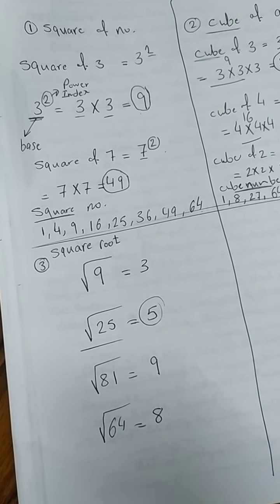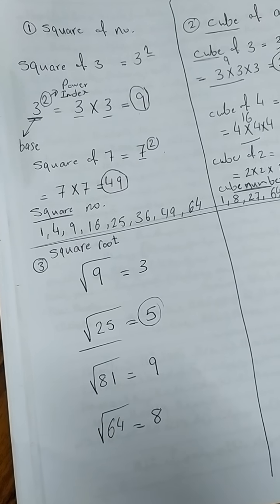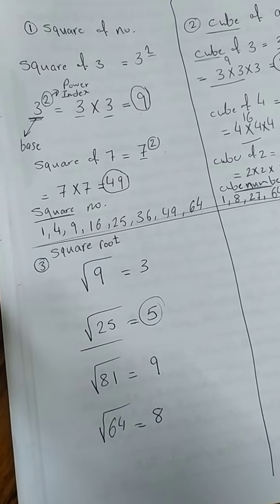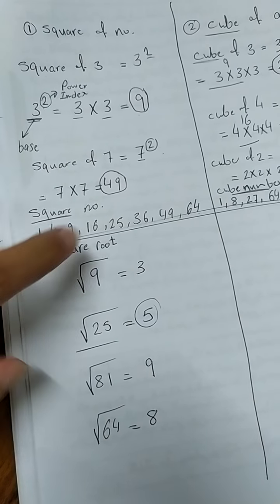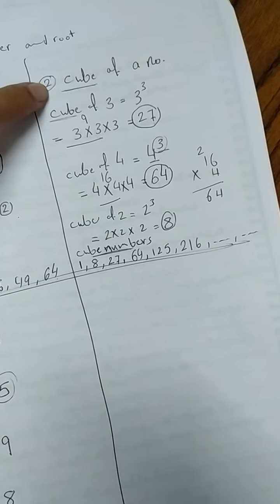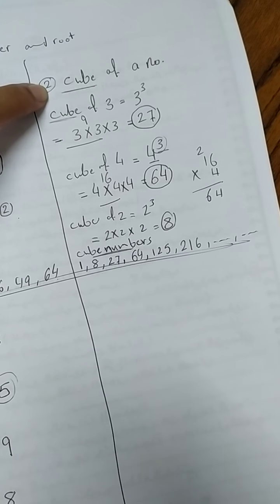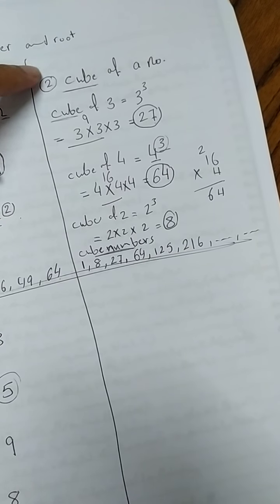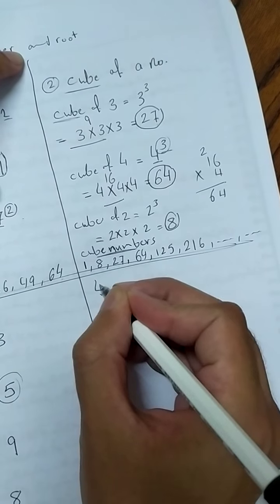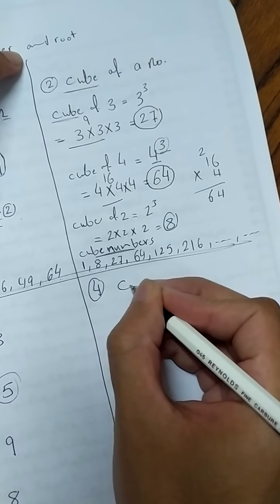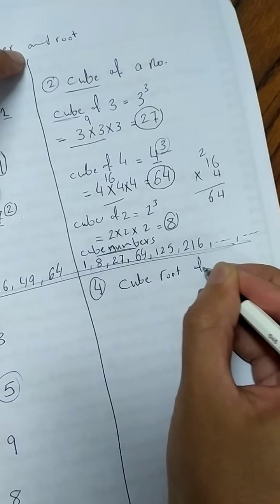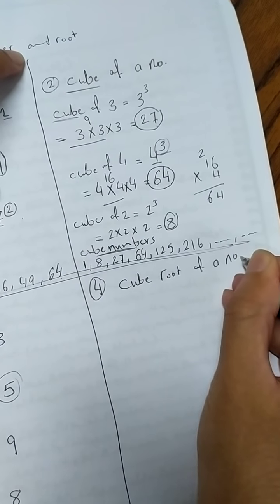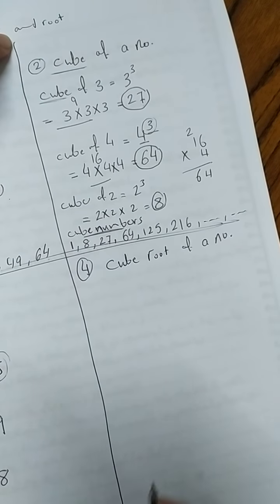Let's move to the next part and our last part. And you can guess, we talked about the square of a number and the square root. We talked about the cube of a number. So you can guess that our fourth and last part will be about the cube root of a number. Let's start with an easy one.